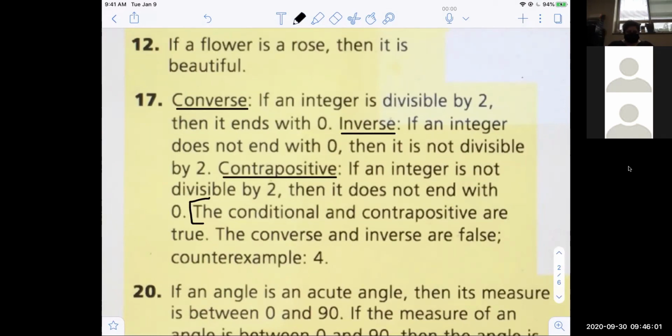Conditional and contrapositive are true. Remember that those are equivalent, so they're always going to have the same truth value, but they're both true. But the converse and inverse are both false. And then one possible counterexample is the number 4. 4 is divisible by 2, however, it does not end with 0. So any number like 6, 4, 8, any even number that's not a multiple of 10 would not be ending with a 0.